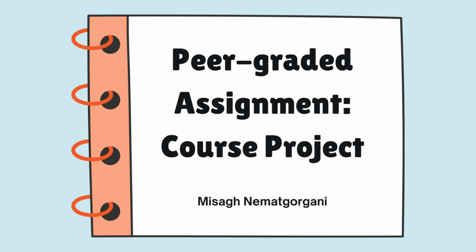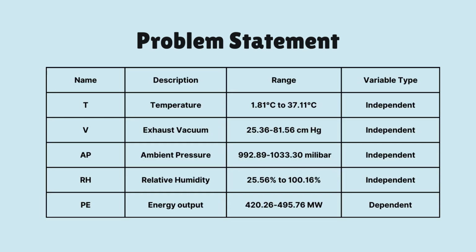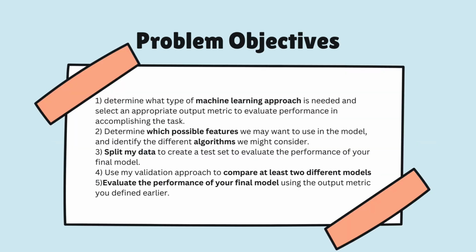Hello, my name is Misaf Nemat Gorgrani, and this is my final project for Duke University for Laying the Foundation of Product Managers. In this project, we should build a machine learning model that will use four independent variables: temperature, exhaust vacuum, ambient pressure, and relative humidity to predict the expected energy output of a combined cycle power plant.